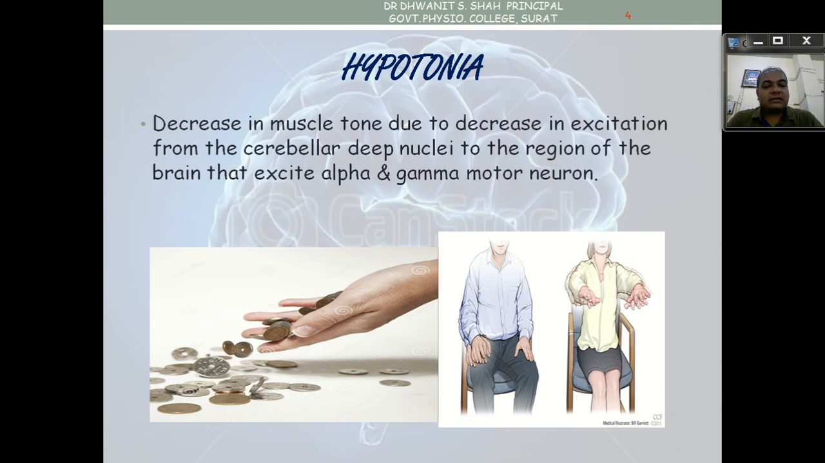So you can see this hypotonia. It is a decrease in a tone. It is not a zero tone. It is a decrease in a tone. Right? That you can see in this photograph also. Yeah, the patient's limb you can see when it is on the chair.